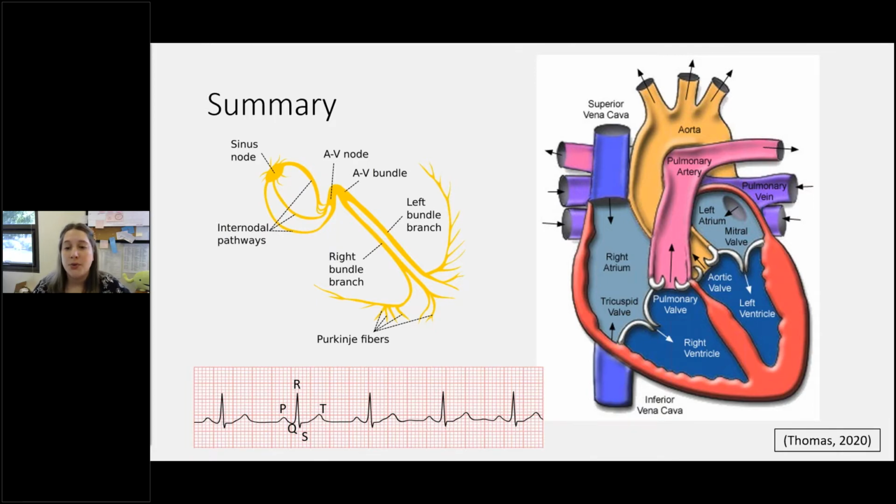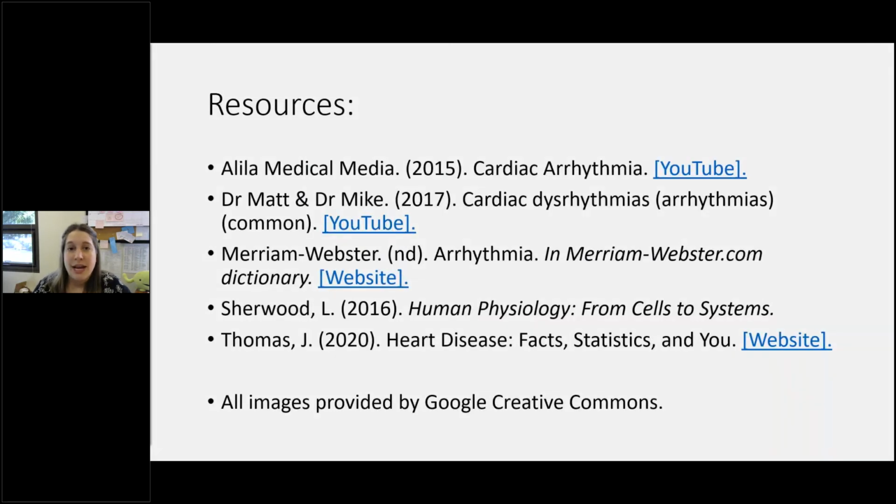On a personal note, my father passed away from heart failure. He experienced a decrease in cardiac output that was unable to be brought back to normal. Heart disease causes 1 out of 4 deaths in the United States, so please take care of your own heart.